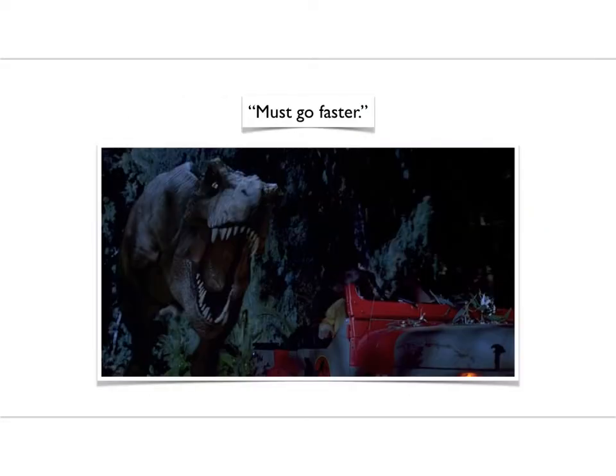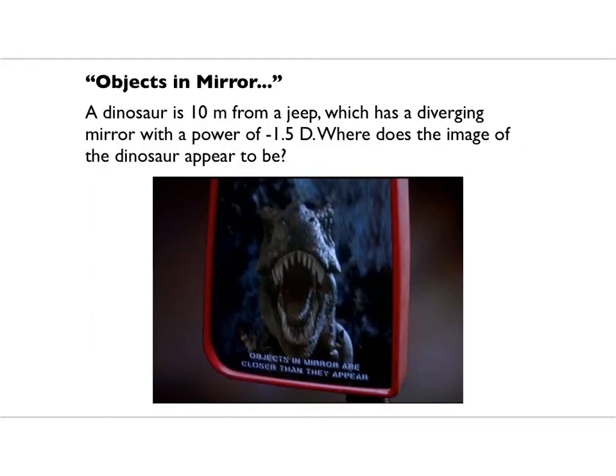There's a classic scene in Jurassic Park, the first one, where Jeff Goldblum and his compatriots are in a van. They're being chased by a T-Rex, and Jeff Goldblum says, "Must go faster." And then the driver looks in the rearview mirror of his Jeep, and what he sees is this. Here's the image of the dinosaur, and it looks like it's pretty close, but then you have the little annotation on the mirror, and it says, "Objects in mirror are closer than they appear."